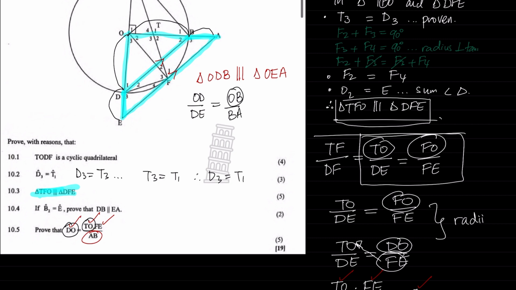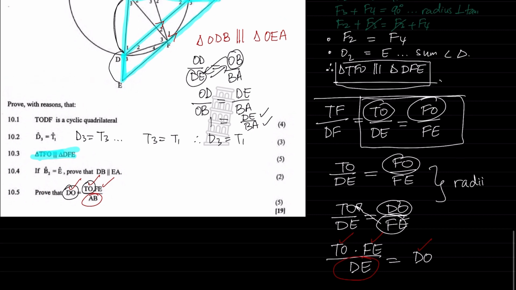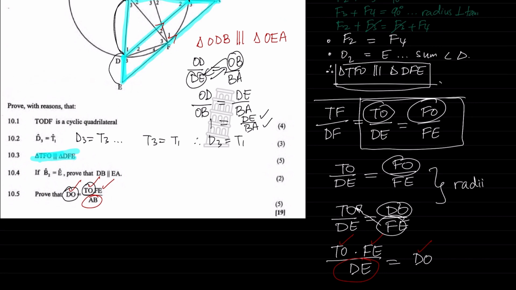Now let's switch these. So OD divided by OB is going to be DE divided by BA. Now OD and OB are radii, so they are equal to each other. So the ratio here is 1. So DE over BA is equal to 1, which means that DE and BA must be equal to each other. So since now we've shown that, we can replace DE with AB.